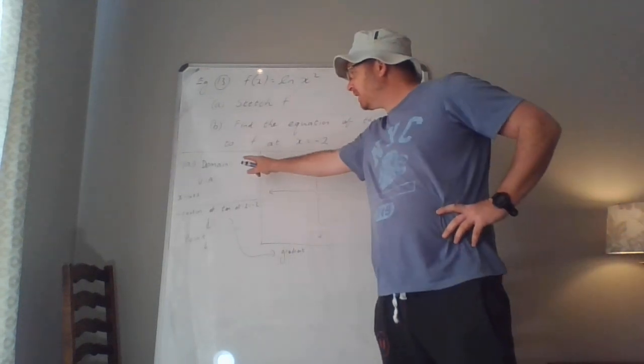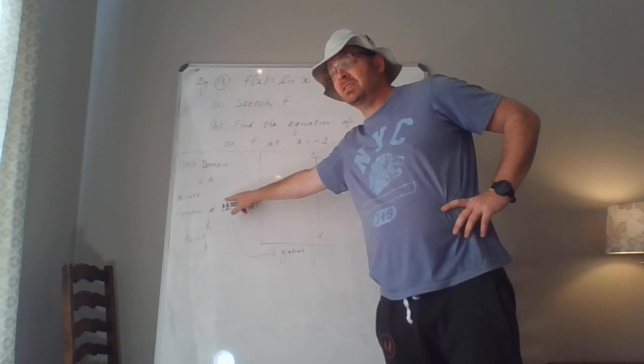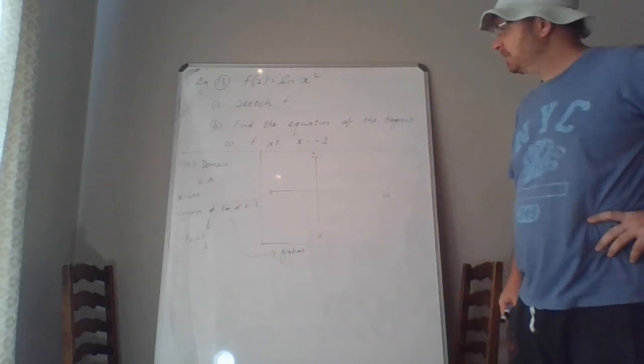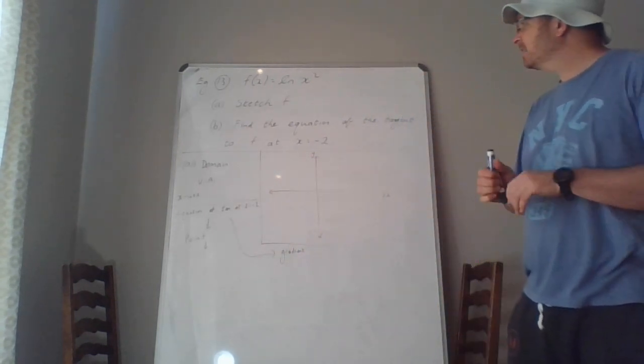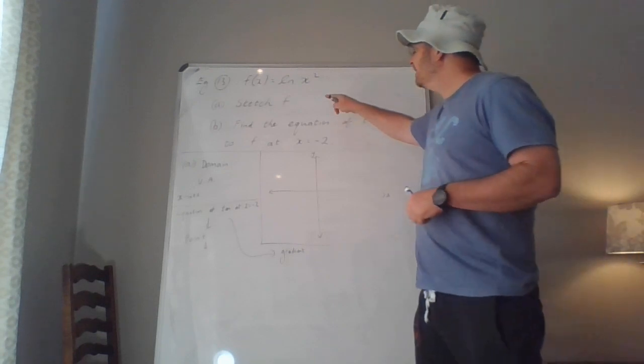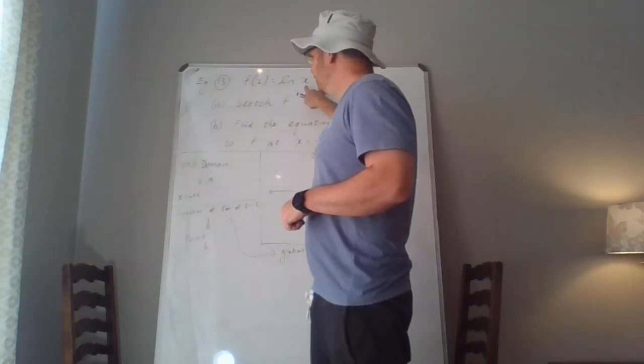To do the sketch, you have to think about the domain, the vertical asymptote, and the x-intercepts. Right, press pause and off you go. Right, so your domain, well, that's always going to be positive.